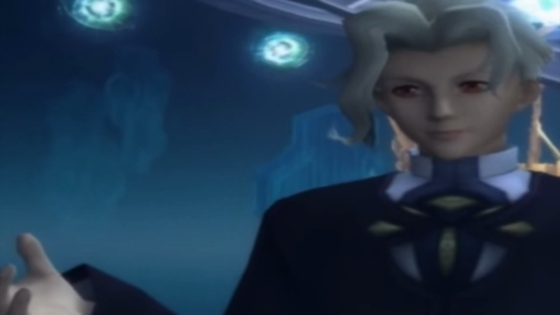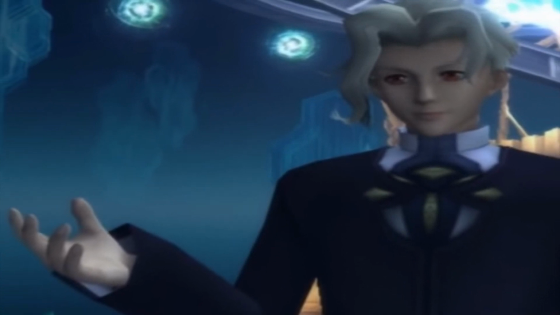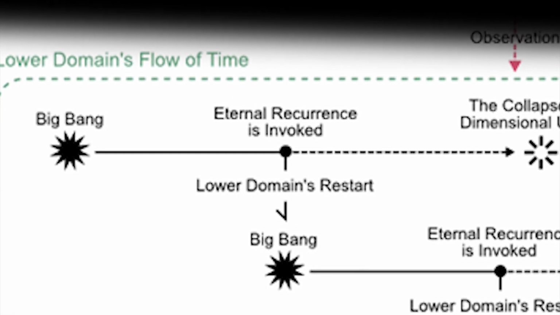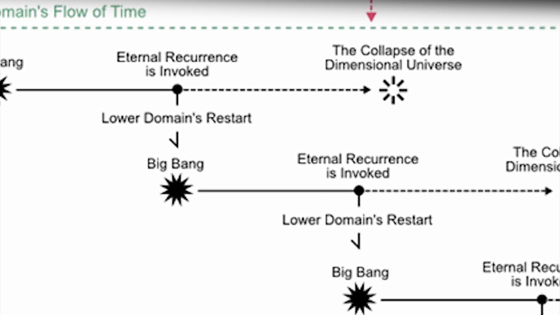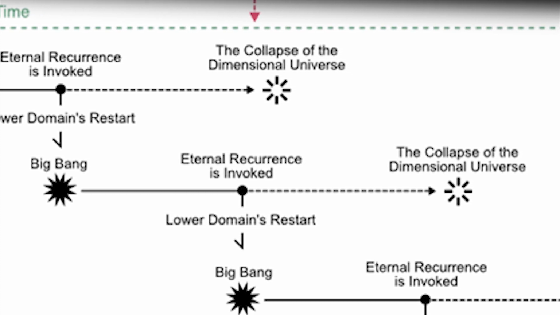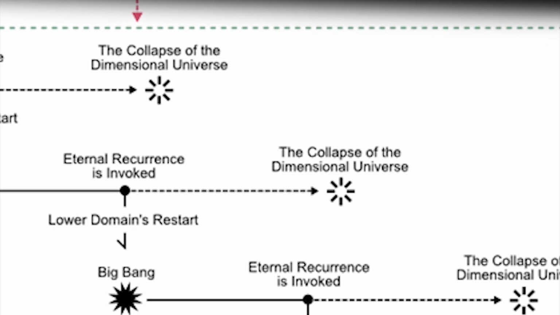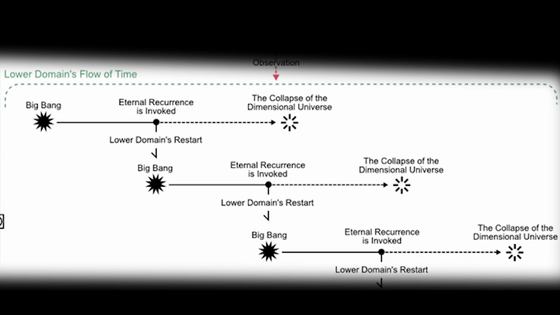The way he goes about this is with a process called eternal recurrence. I'll go more into detail as to what this process entails, but to sum it up, eternal recurrence is a process in which Wilhelm restarts time in the lower domain and takes it back to the beginning of everything. This prevents it from ever collapsing, but it also prevents it from ever getting past a certain point. Because of this, our dimension, the lower domain, is doomed to forever repeat itself in a never-ending cycle. It is implied that Wilhelm has already done this multiple times before the time of the first Xenosaga game.